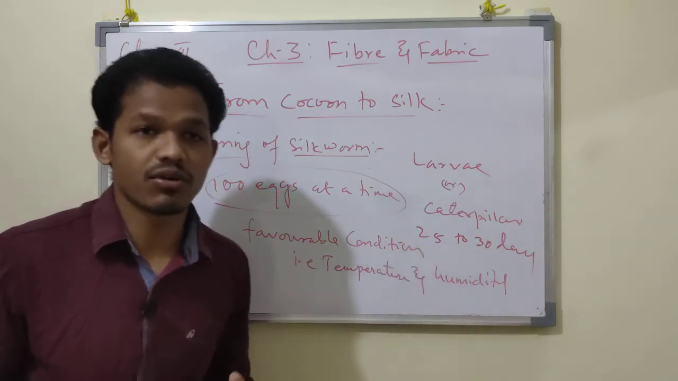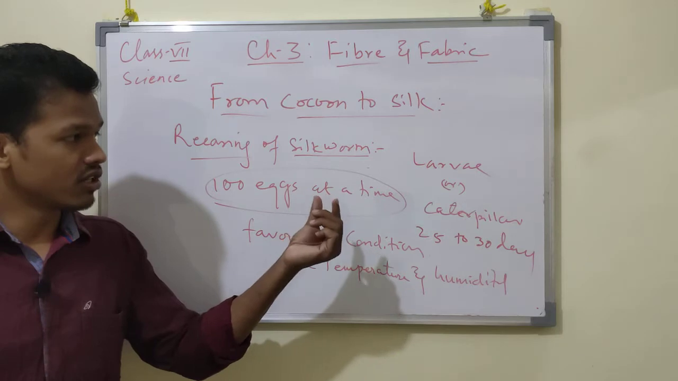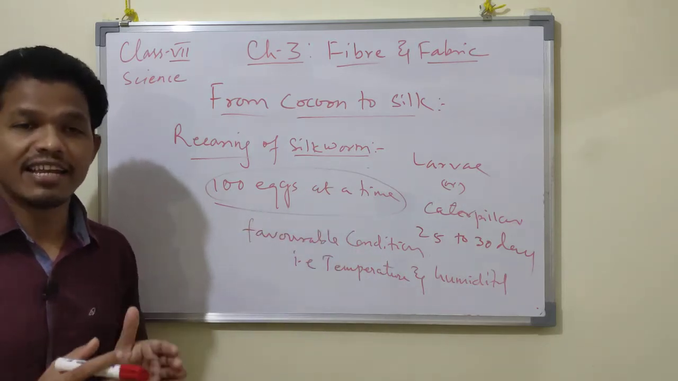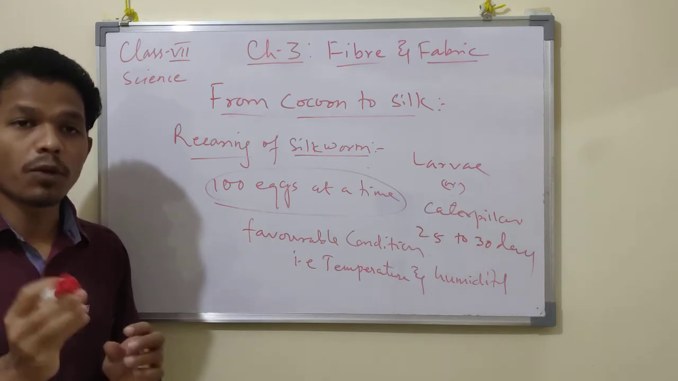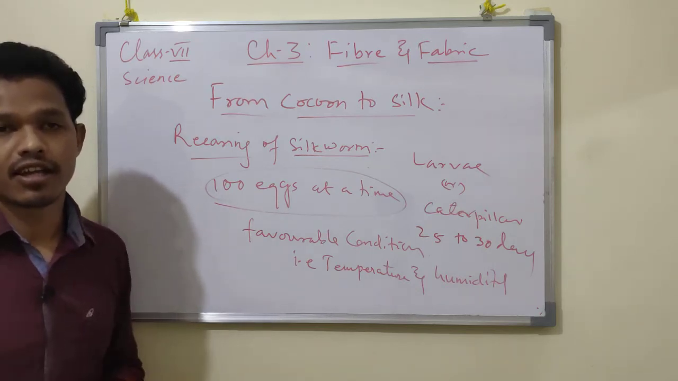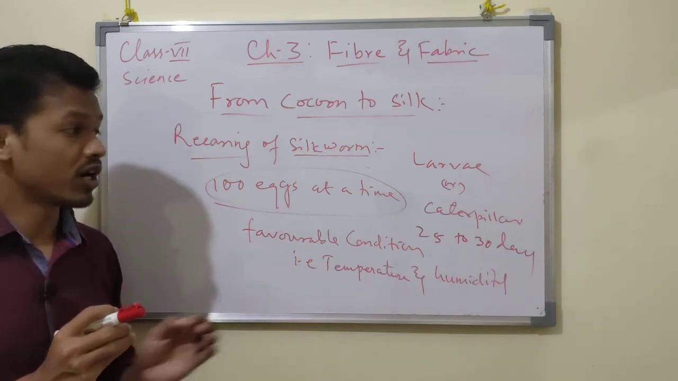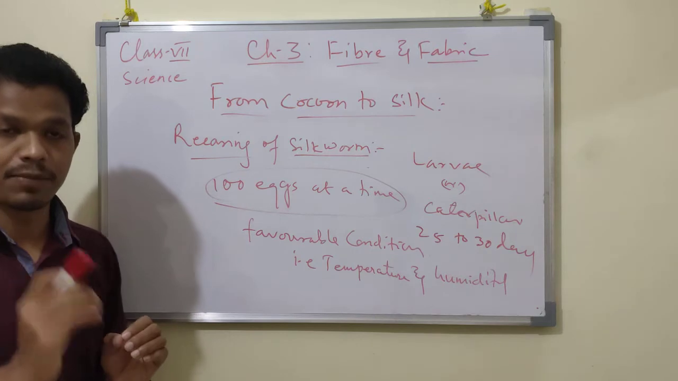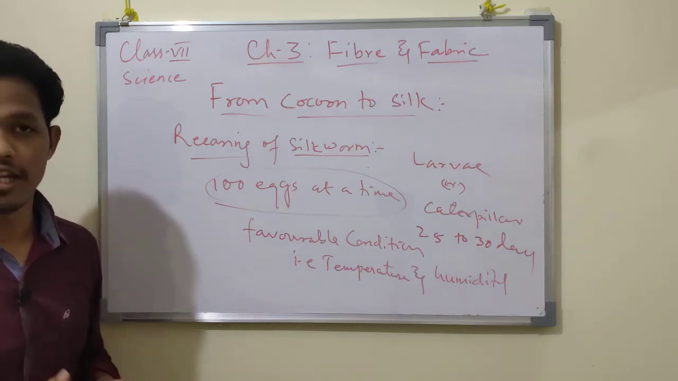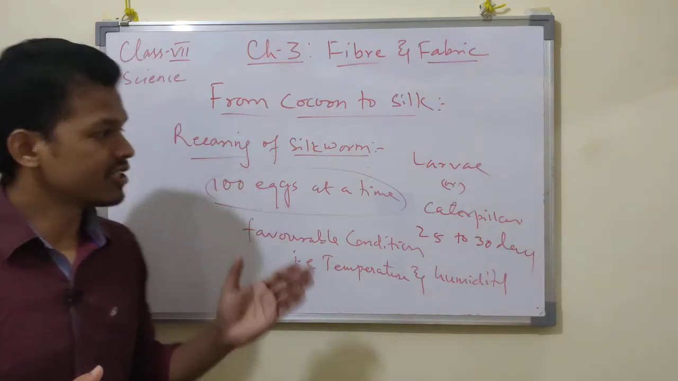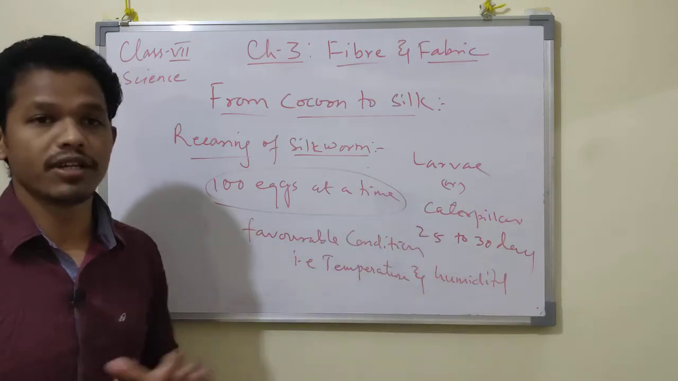After becoming bigger, what happened? The larvae or caterpillars are kept in a clean bamboo tray, where chopped mulberry leaves are placed, and they feed on those chopped mulberry leaves. After certain days, what happens? After 25 to 30 days, they stop eating.